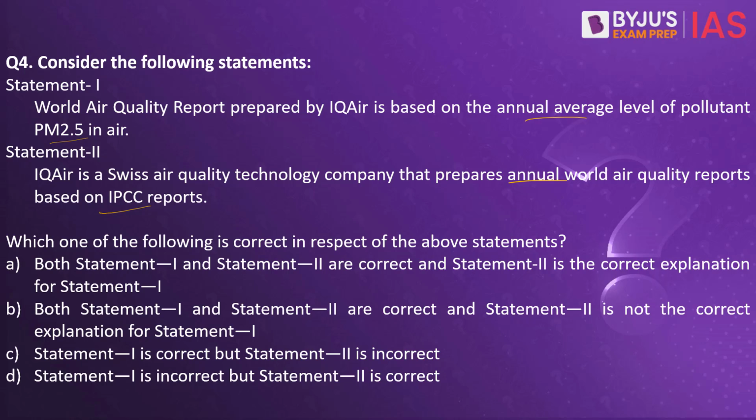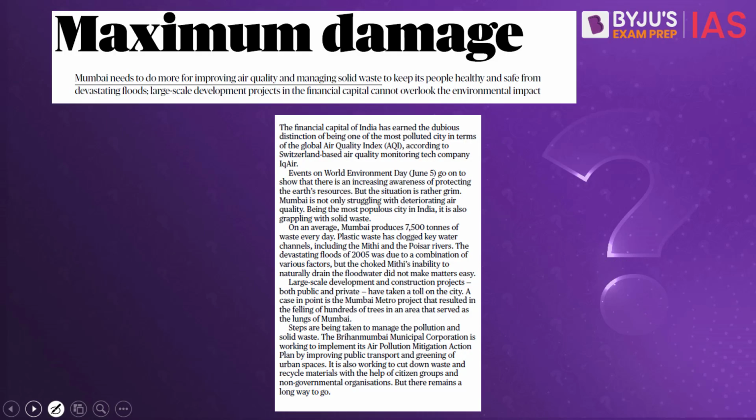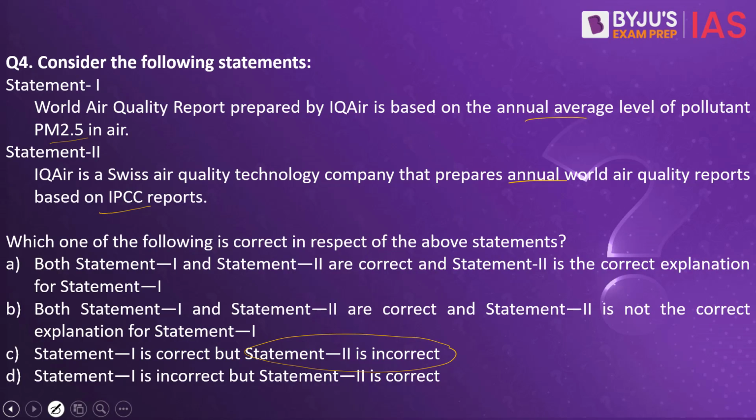The answer to this is statement 1 is correct, but statement 2 is incorrect. Why have we taken this practice question? Because this article in The Hindu makes a reference to IQAir. What is this? This happens to be a Swiss air quality technology company. What does it do? It prepares annual world air quality reports based on the data that it collects from monitoring stations operated by different governments the world over, as well as other institutions and organizations across the world.